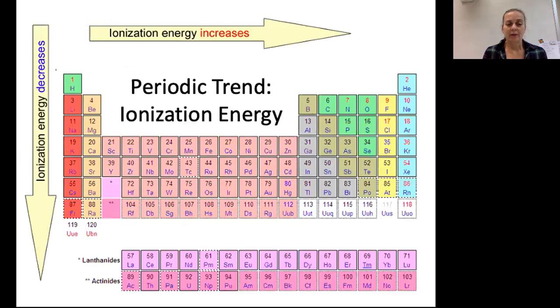Okay, as we go across the table then, from left to right, the ionization energy is going to increase. As we go from top to bottom, ionization energy is going to decrease.